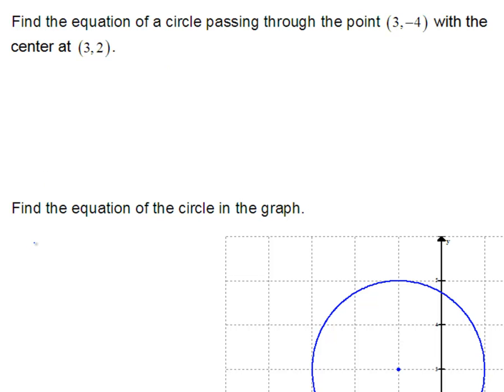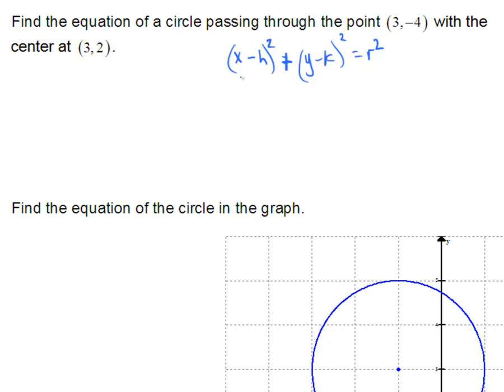In this video, we're going to do some examples involving circles. So the first example says find the equation of a circle passing through a given point with the center 3, 2. So first thing we're going to do is write the equation form, which is x minus h squared plus y minus k all squared equals r squared.